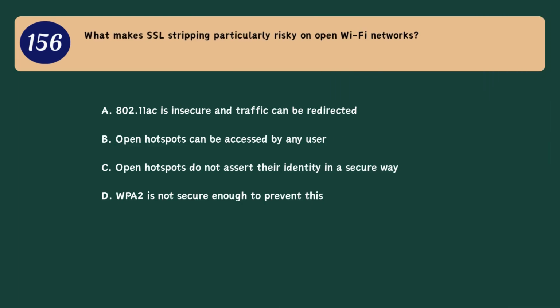Question 156. What makes SSL stripping particularly risky on open Wi-Fi networks? A. 802.11 AC is insecure and traffic can be redirected. B. Open hotspots can be accessed by any user. C. Open hotspots do not assert their identity in a secure way. D. WPA2 is not secure enough to prevent this.